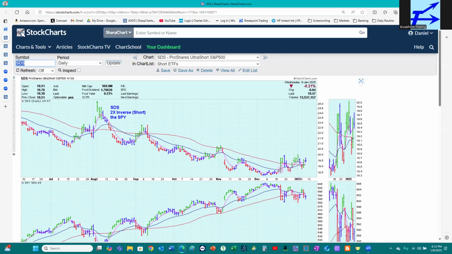Now, you can certainly try to get in now, but as I mentioned, in a secular bull market, these downtrends can reverse very quickly and go right back up again. So you really have to be confident that the downtrend is really in place, but this is certainly one way to be able to play it.